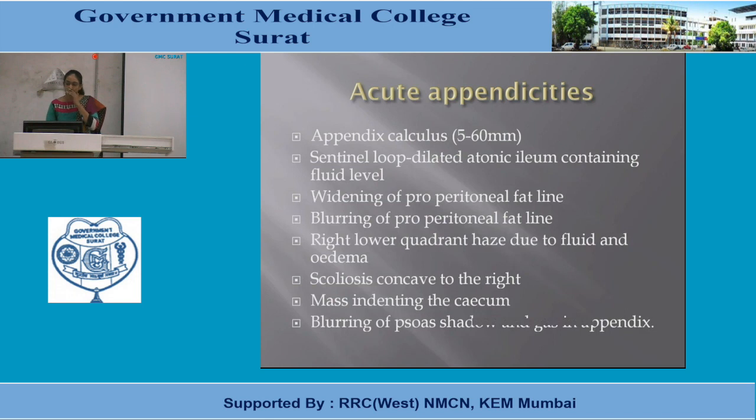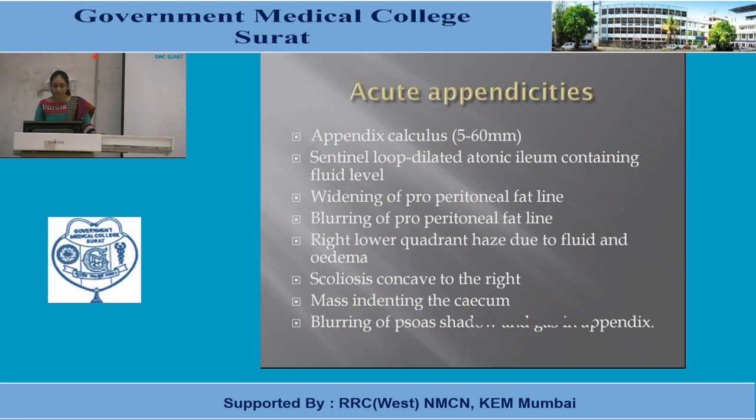In a patient with acute appendicitis, the investigation of choice is ultrasonography of the abdomen, but sometimes there are some features present in X-ray abdomen also. In case of acute appendicitis, sometimes there may be presence of an appendix calculus. It may be 5 to 16 mm in size.